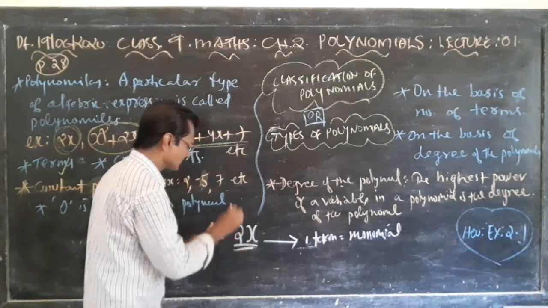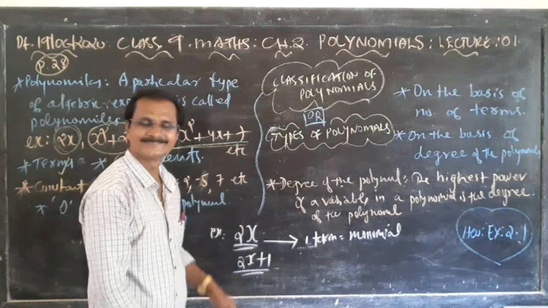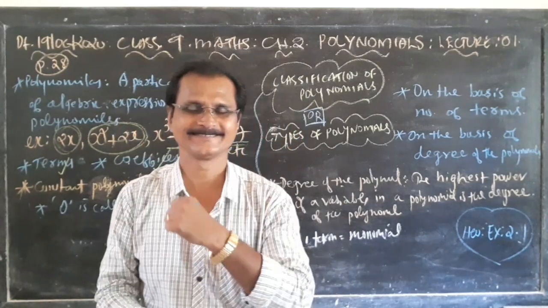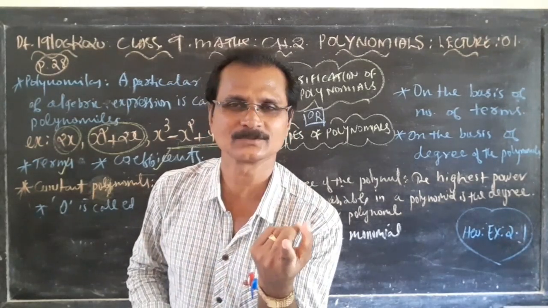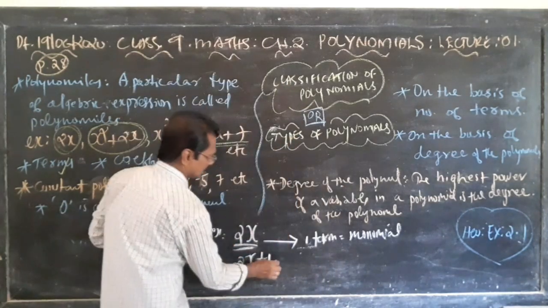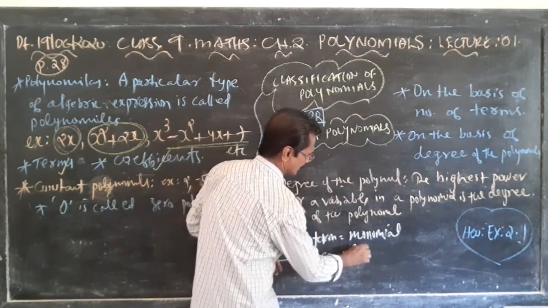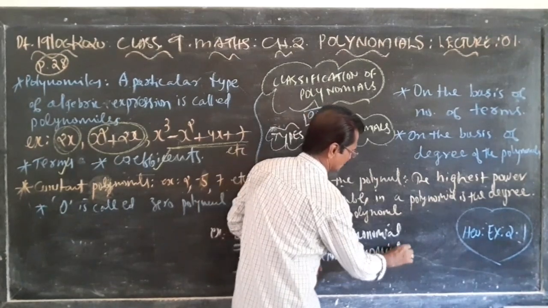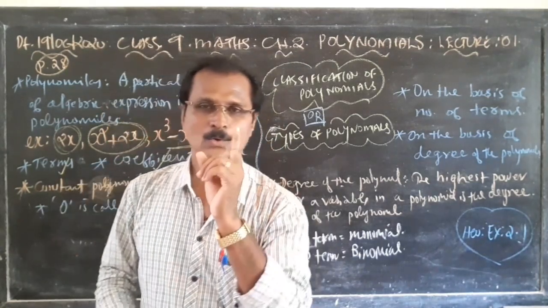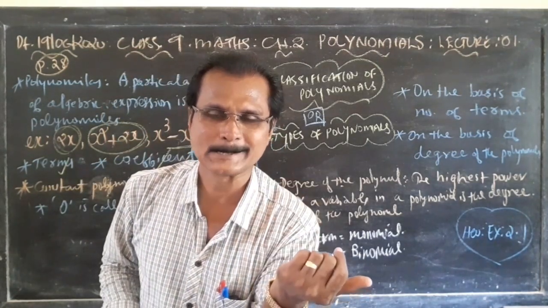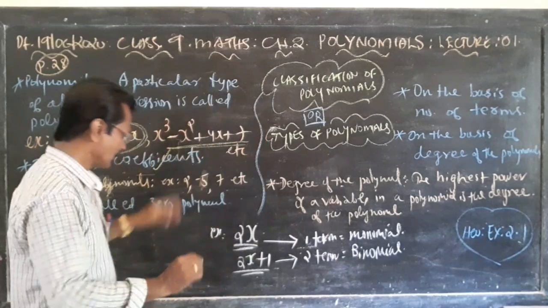Okay, now the second one is 2x plus 1. Look at here, 2x plus 1. How many terms? 2 terms. There is a constant term. So how many terms are there? 2 terms. If 2 terms are there, such polynomials are called binomial. Only one term, that is monomial. 2 terms, it's a binomial. Clear?